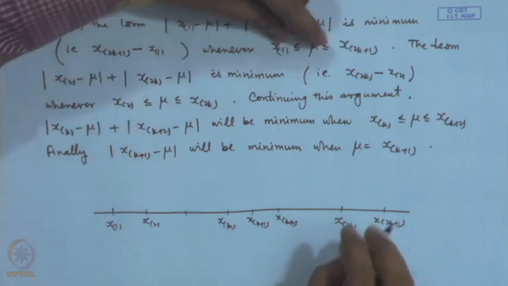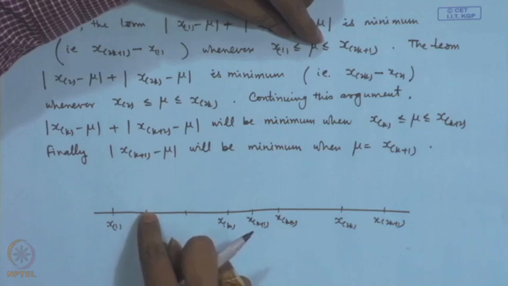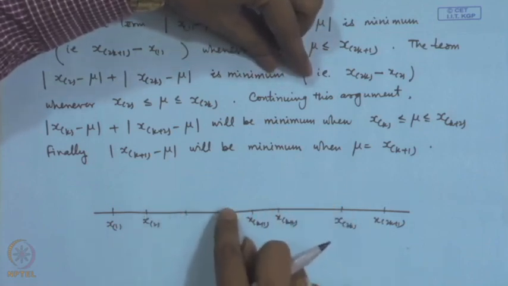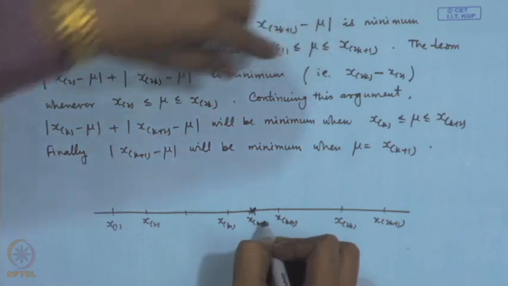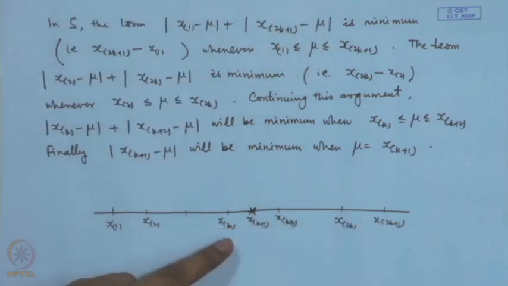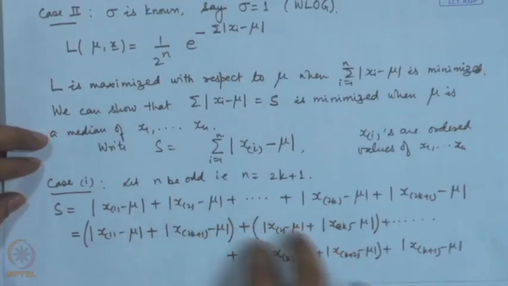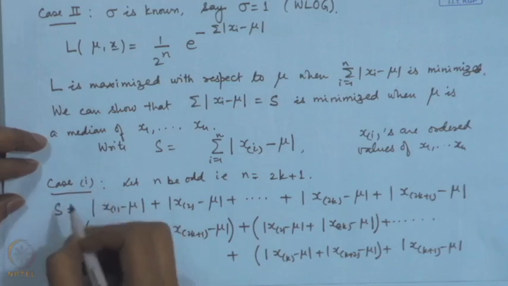So, from the first one mu should be any value between these two, from the second one mu should be any value between these two, from the third one and so on, and finally, you are getting the value that is x k plus 1. So, if mu is x k plus 1, each of these terms that I have clubbed together, they will be the minimum. Therefore, overall S will be minimized.